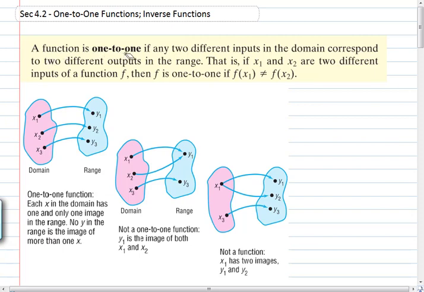It says a function is one-to-one if any two different inputs in the domain correspond to two different outputs in the range. The reason I'm talking about one-to-one after talking about inverses is we have a theorem that says if any function is invertible, it's one-to-one. And if it's one-to-one, the inverse exists. So these two concepts are closely linked. Basically what that means is for each x, there's only one y, and for each y, there's only one x.